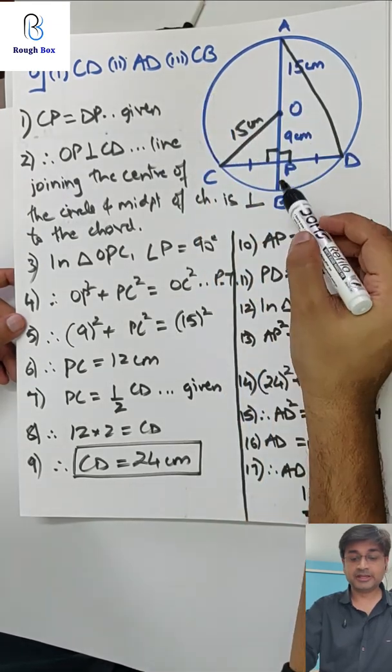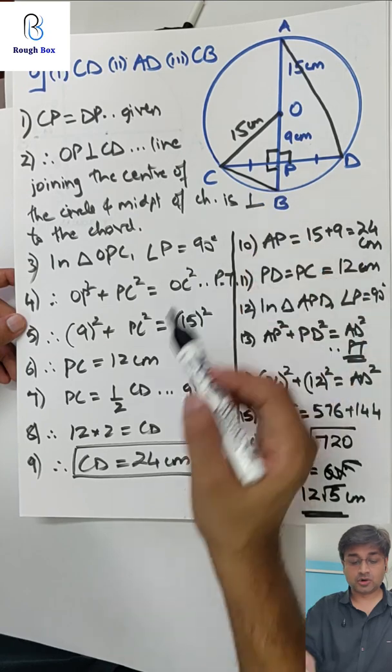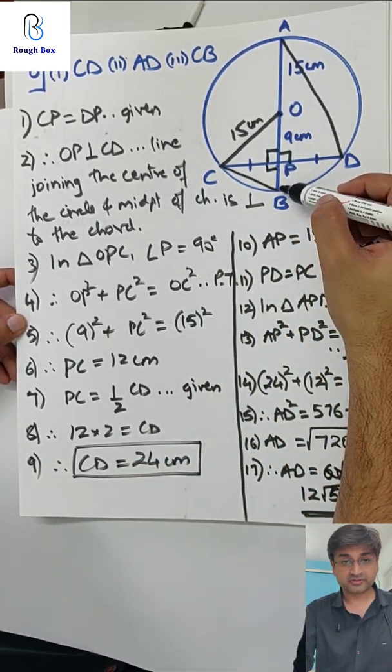And now the last one, CB. So CB is here at the bottom, again this is 90. So PC you already know is 12. Get PB. So OB is the radius, which is 15.